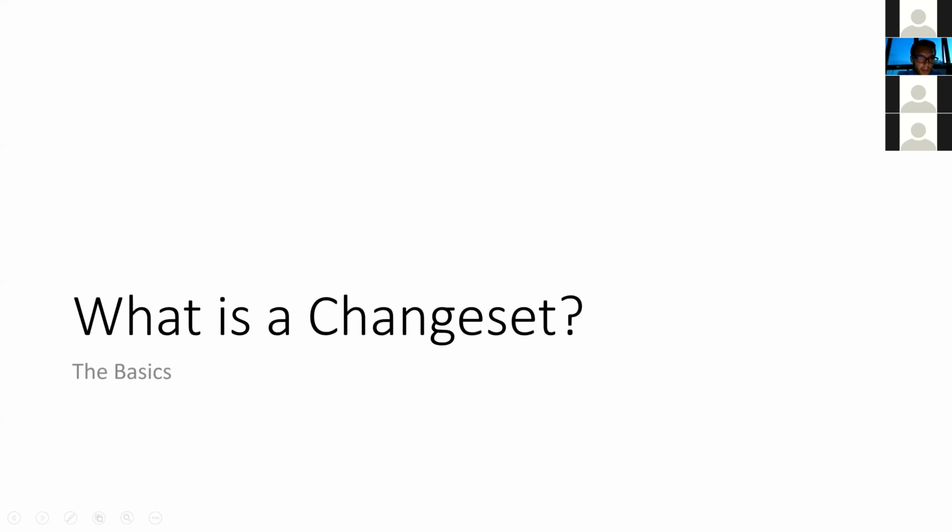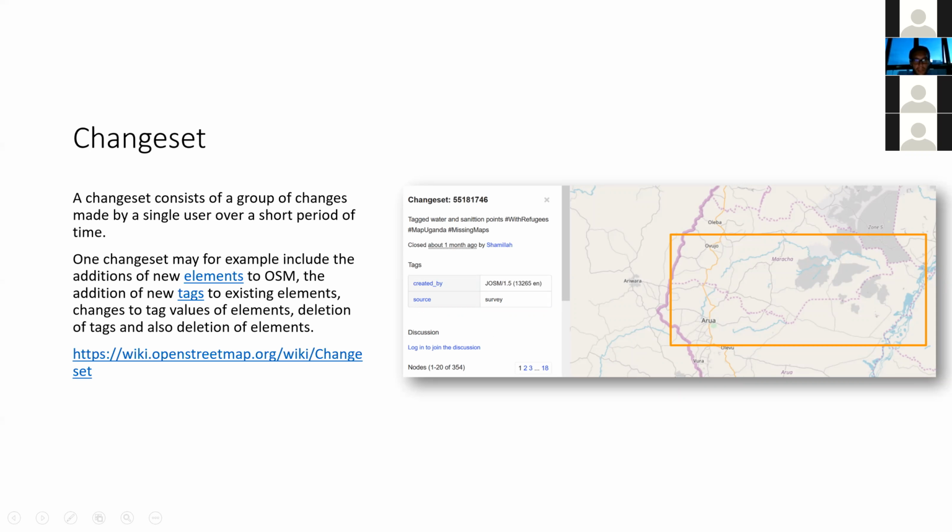So we'll kick it off here with what is a change set? It's essentially a group of changes made by a single user over a period of time. This is taken straight from the OSM wiki. It can include the addition of new elements to the map, or simply a change in attribution to existing elements, and also the removal of set elements. On the right-hand side, you'll see a picture of what a change set will look like if you're viewing it on osm.org. You'll see the bounds of the change set itself, and then some information pertaining to the change set, such as the user that created it, any tags or information associated with it, and any features down below that were impacted by the change set itself.